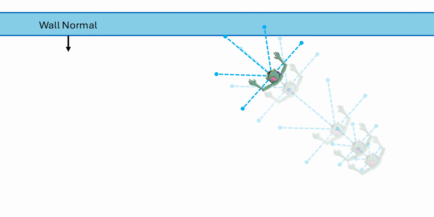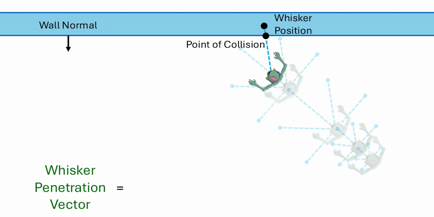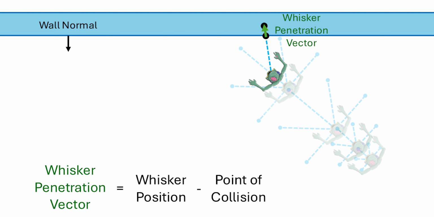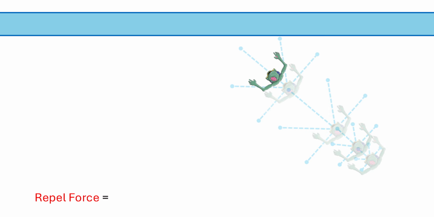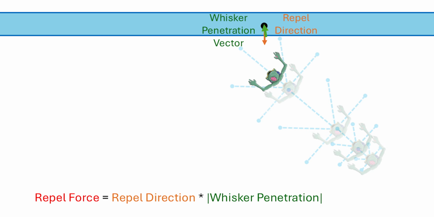At the point a whisker has been found to collide with a wall, we respond to the whisker that's deepest into the collision. Taking the whisker's current position and the point of the collision, we can determine how far the whisker penetrated the wall. It is the length of this vector that is important. And using the wall normal, we have our repel direction. This is a direction we want to force a zombie to ensure that we don't collide with the wall. But the force we want to propel the zombie, well, that is the length of the whisker penetration vector. And we get that by multiplying the two together.